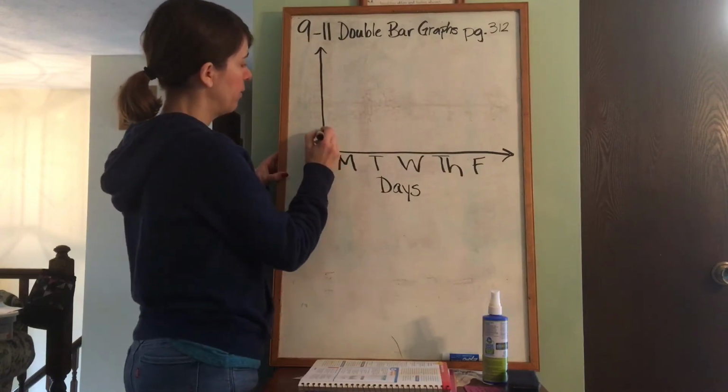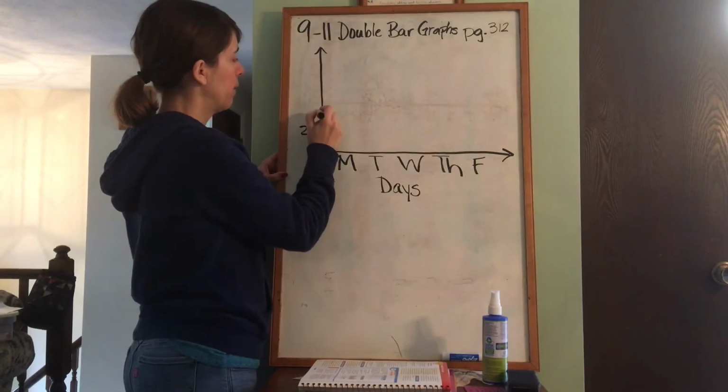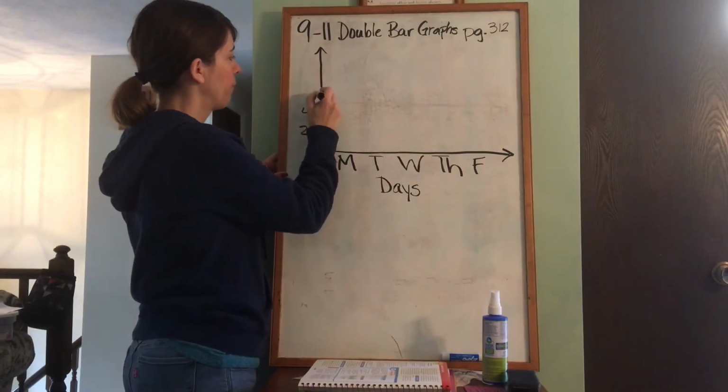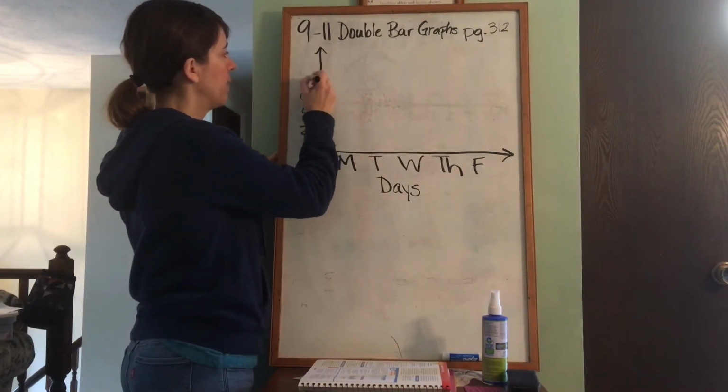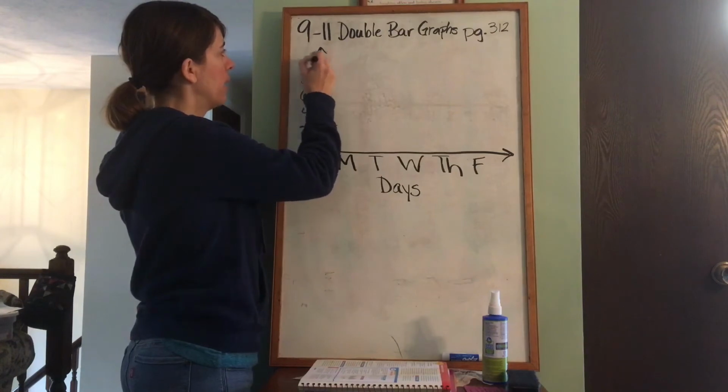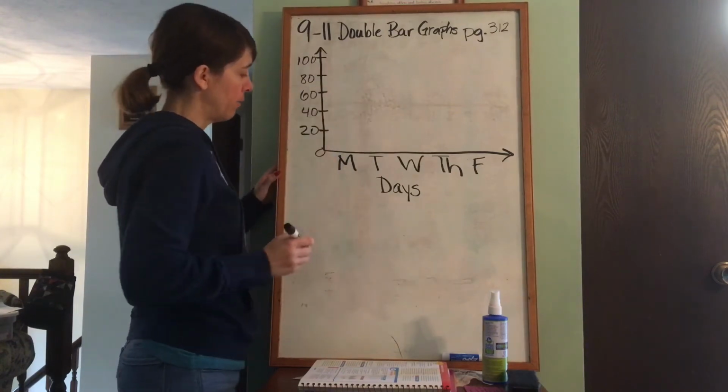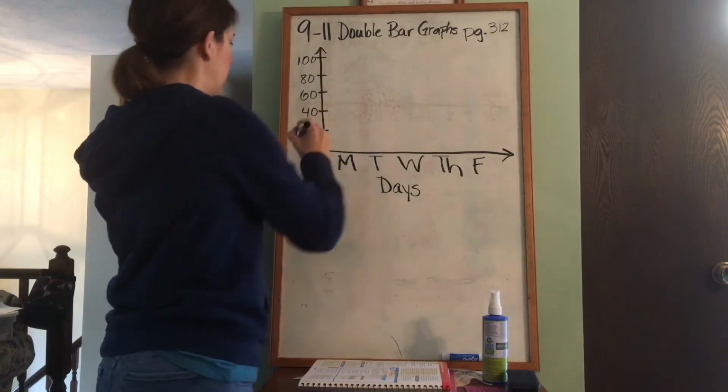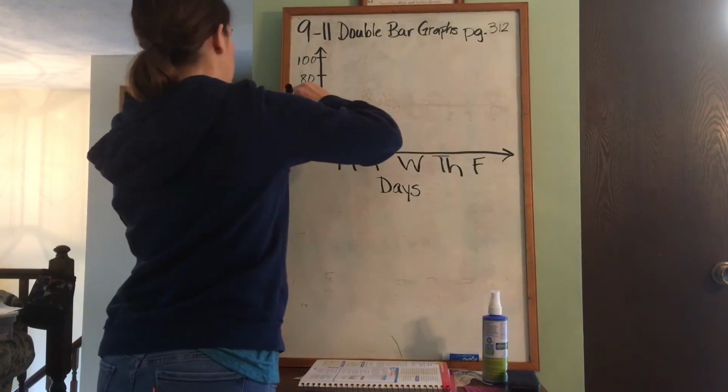So we've got 0, 20, 40, 60, 80, and 100. And so that would be number sold. Squeeze that in here.